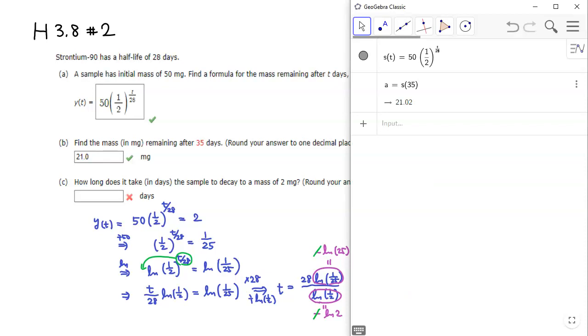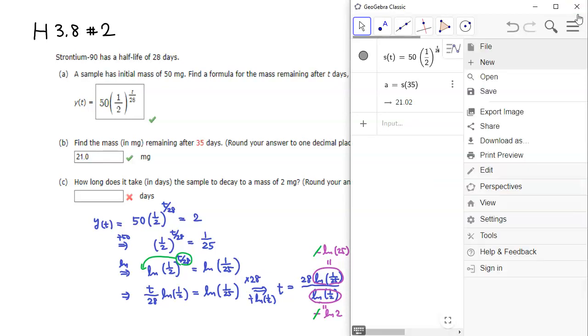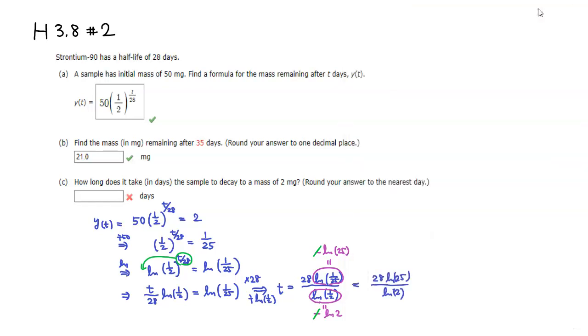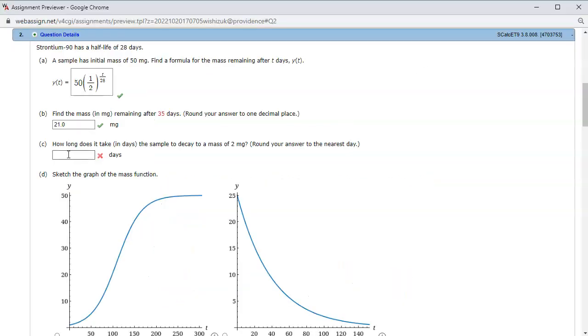Here, bring it up. I have the last one here, so I'm going to put in a new one, don't save. We're going to multiply 28 by the natural log of 25 divided by the natural log of 2. That gives 130.03. We want the nearest day, so it's going to be 130. I'm going to type it in: 130 days. Let's check the answer. I came back and it looks like we got this one correctly.